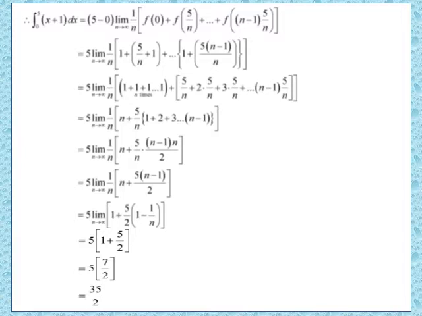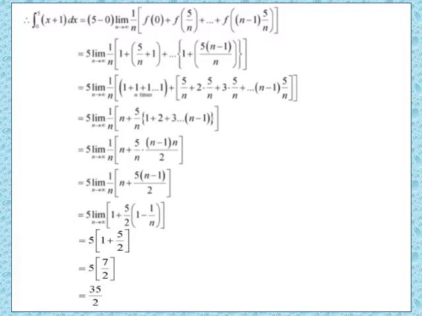So 5 limit n tends to infinite 1 upon n, n plus 5 by n, and it is the sum of natural numbers, n minus 1 natural numbers, it is n minus 1 upon 2. Clear? So after simplification, we are getting 5 limit n tends to infinite 1 upon n into n plus 5 n minus 1 upon 2. Taking n common or multiplying by 1 by n, entire by 1 by n, we will get 5 limit n tends to infinite 1 plus 5 by 2 into 1 minus 1 upon n, and since n tends to infinite, so 1 upon n will be 0.